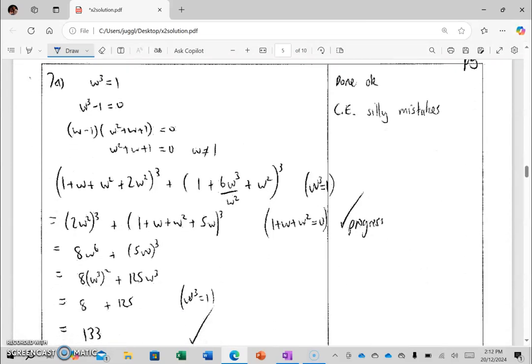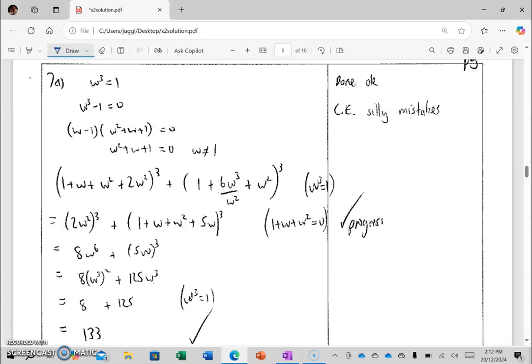Next, question 7a. So this was a cube roots of unity question. First step was to be using this property of 1 plus omega plus omega squared is 0. Or also using the fact that omega cubed is 1. So what I did for this term here to deal with this annoying fraction, I changed the 1 on the numerator to omega cubed, and then I got omega cubed over omega squared. It just becomes omega. So that makes things a lot easier to do.